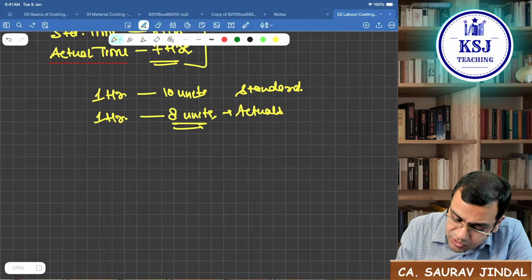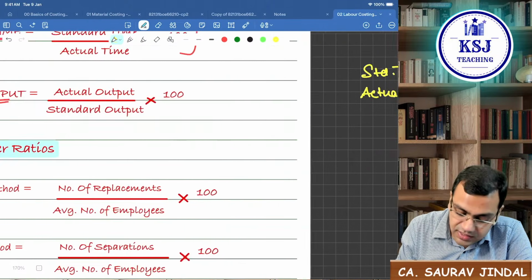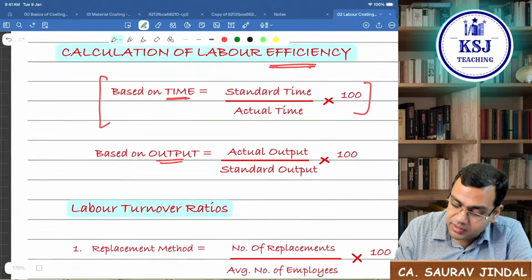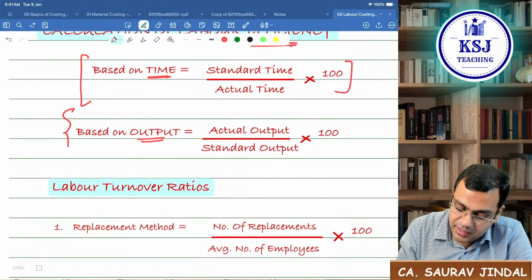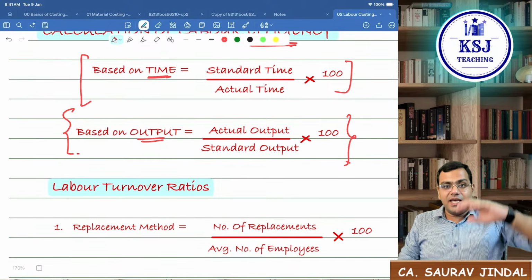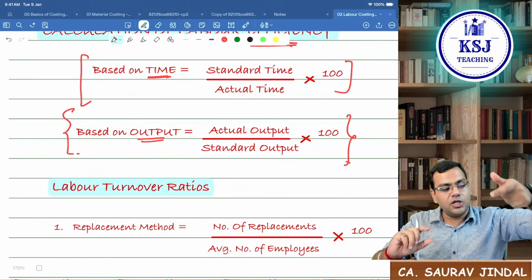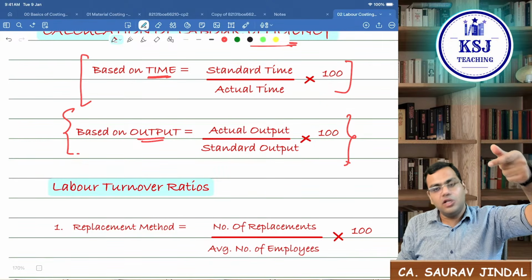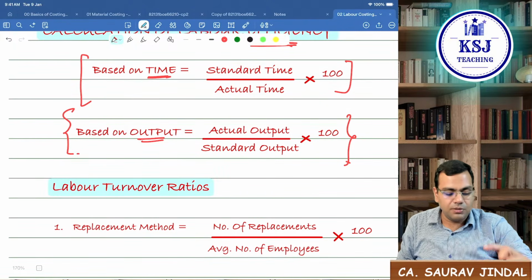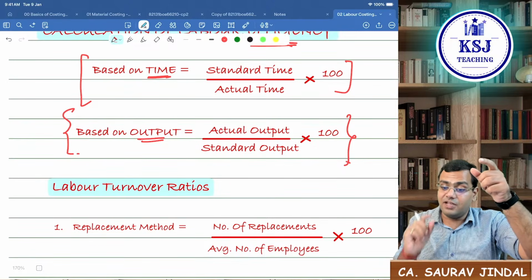Right? So will you say here that the worker is efficient? Definitely not, sir. So in this case, what we'll do? Actual output divided by standard output into 100. So in case of time, we say the standard time should be more, actual should be less. What should be more should be in the numerator. What should be less should be in the denominator. So standard time, if it is 6 hours, you take 5 hours actual time.